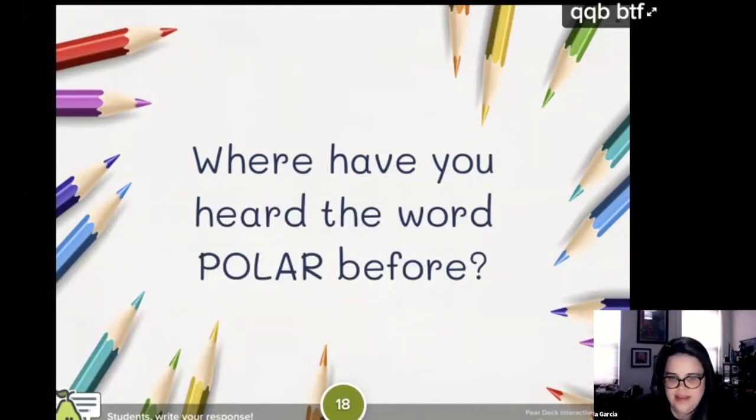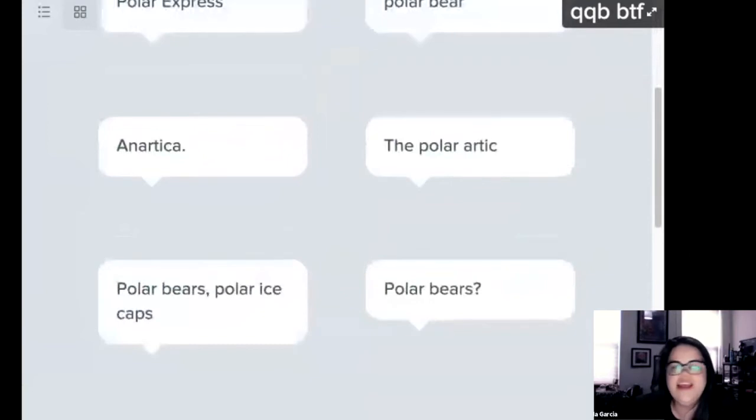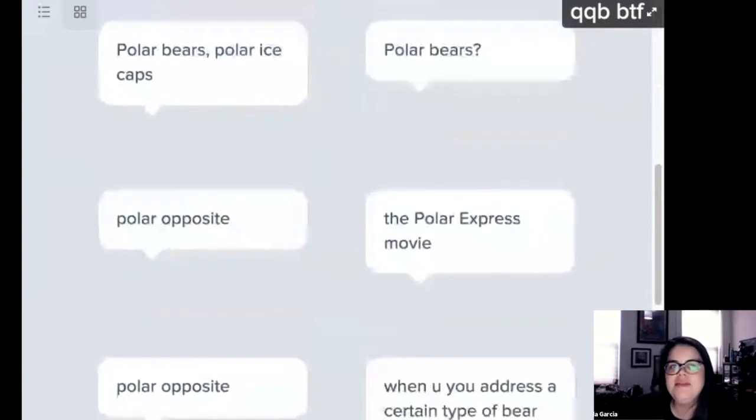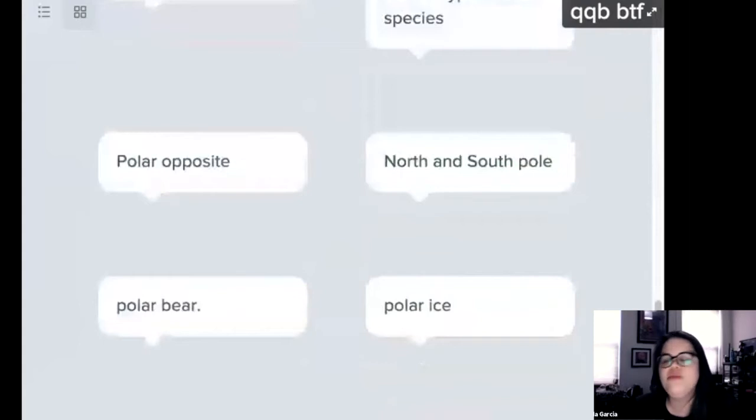Most common answer today, a certain method of transportation. Very good. If we look over at your classmates' responses, we have the Polar Express, polar bears. Those are the two most common answers. Polar Arctic, Antarctica, polar ice caps, polar opposites. Keep that one in mind because it will help you, as Josh is pointing out in the chat. We have certain types of bears, Polar Express, North and South Pole, polar ice, exactly.